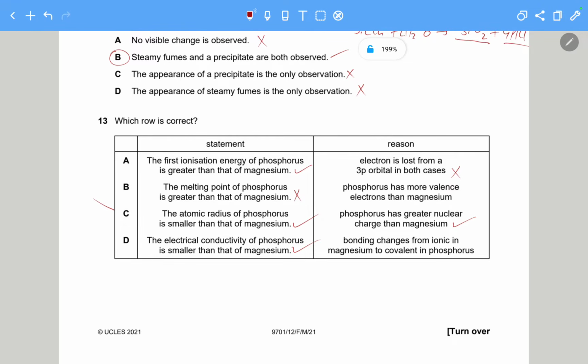The bonding changes from ionic in magnesium to covalent in phosphorus. This is a correct statement, but it is not the reason for the electrical conductivity difference, because the reason for the electrical conductivity difference is the free electrons in magnesium, and there are no free electrons in phosphorus. And also I just realized the reason is wrong, because the bonding in magnesium is not ionic, it is metallic, and therefore this reason is wrong. So we know the correct answer has to be C.